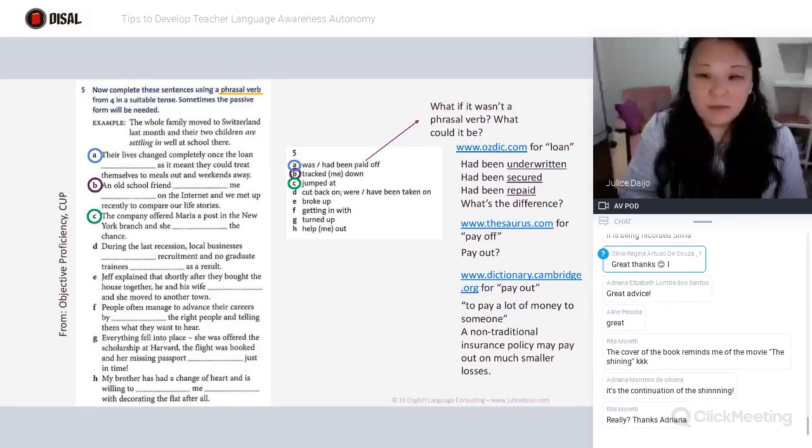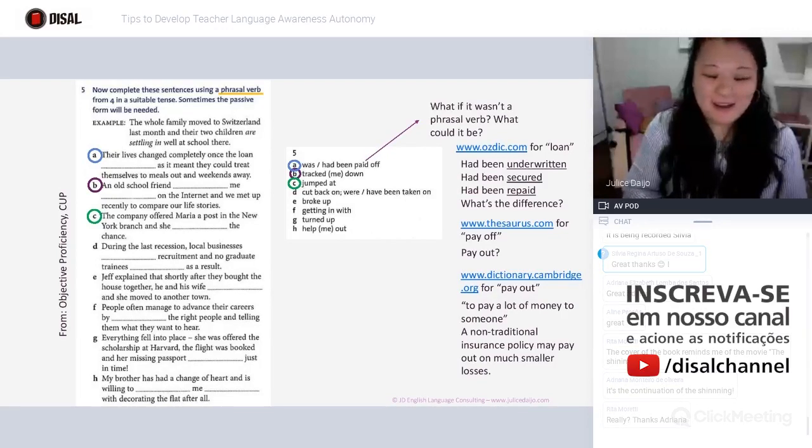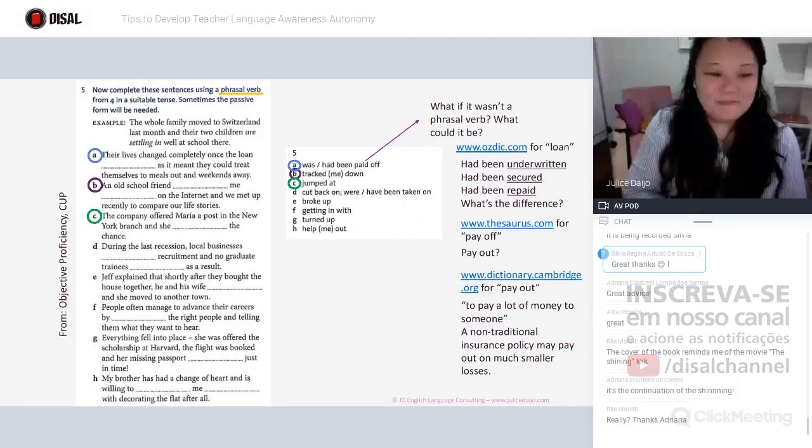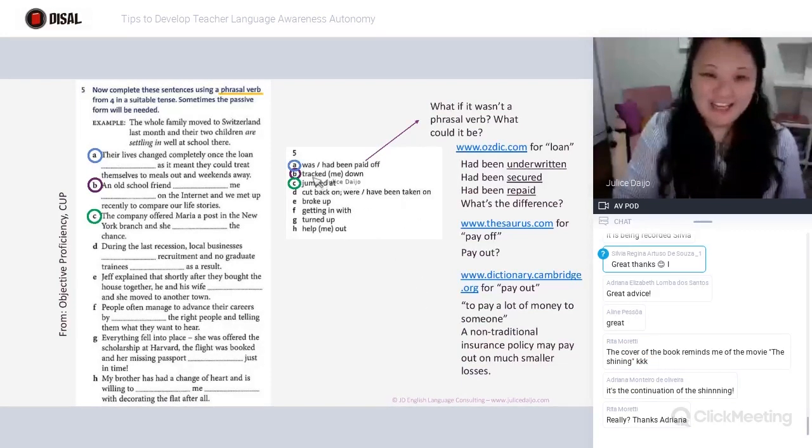And then if you're a little bit more used to COCA, not cocaine, COCA, it's a database of how words are used in English. You can check the most frequent use of "track down," "track somebody down," or you raise more questions like, do I need this object here in the middle? Is it "track down" or "track somebody down?"